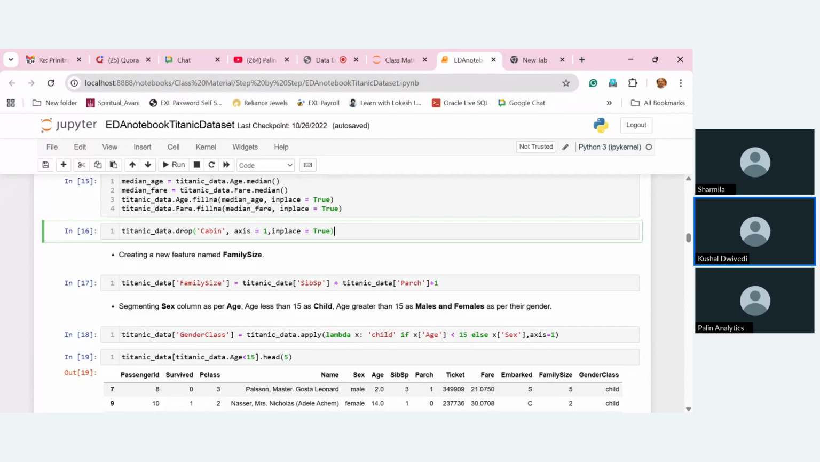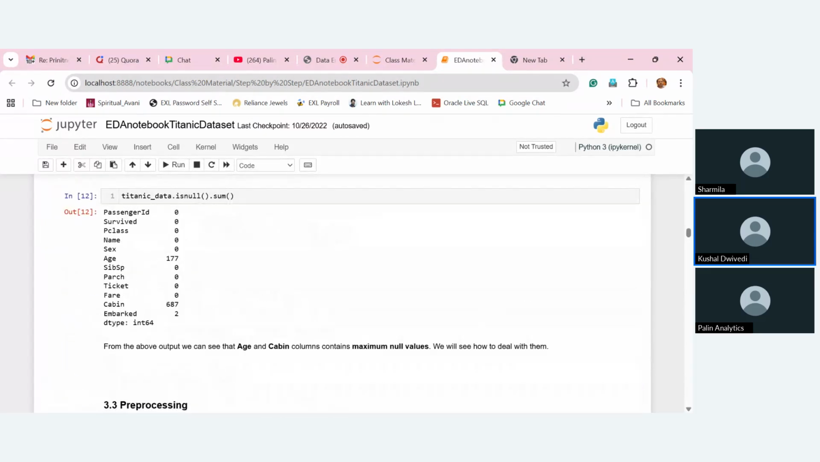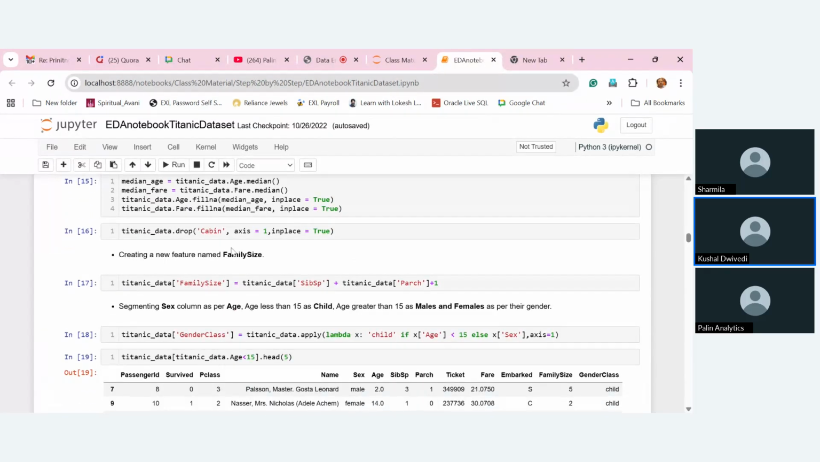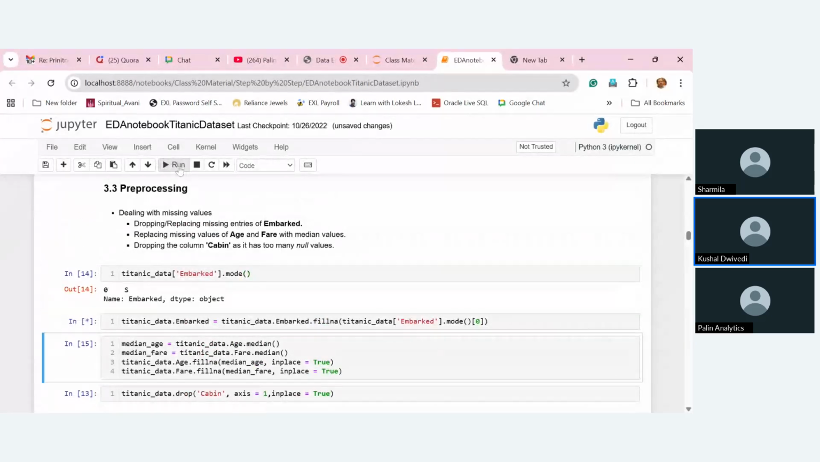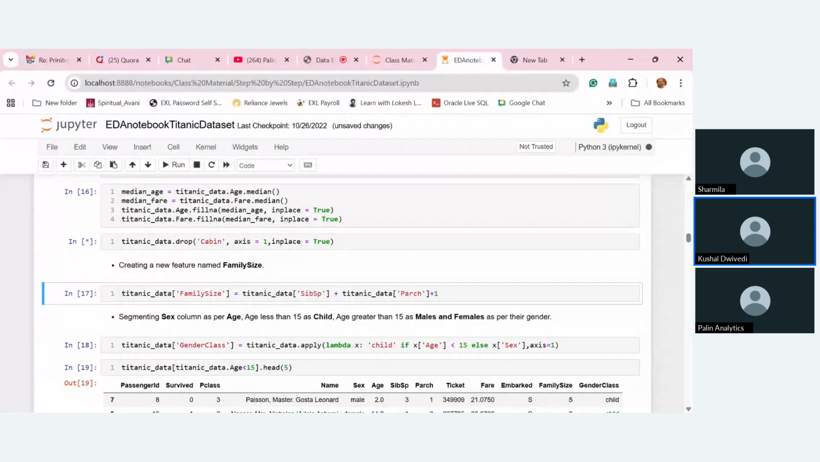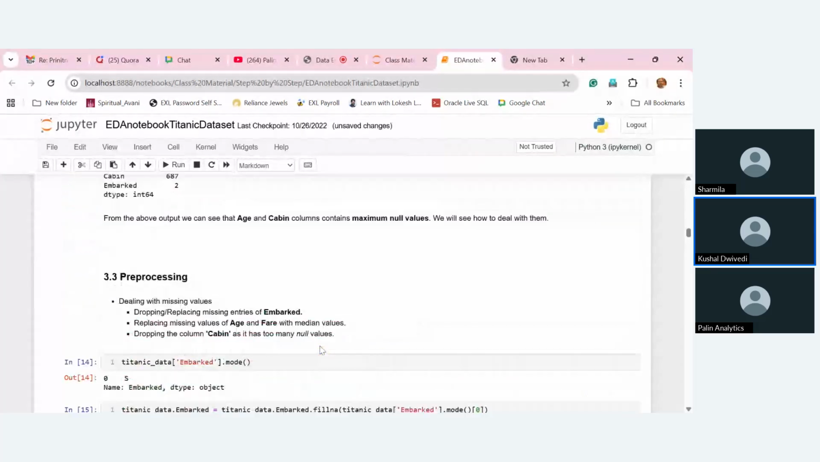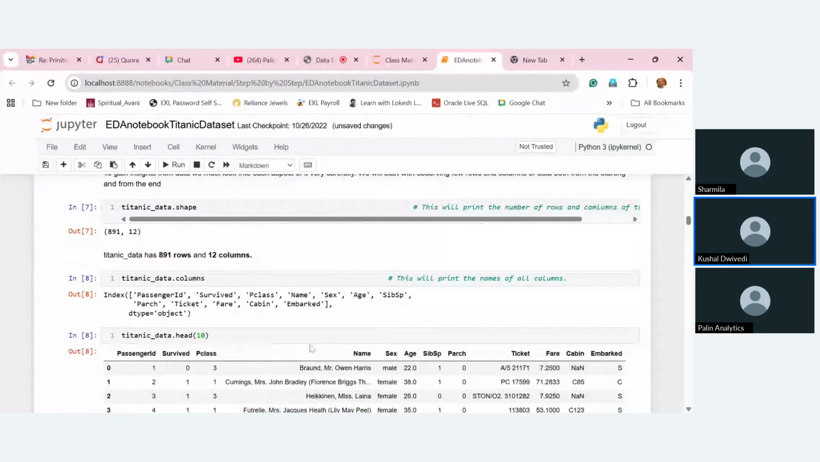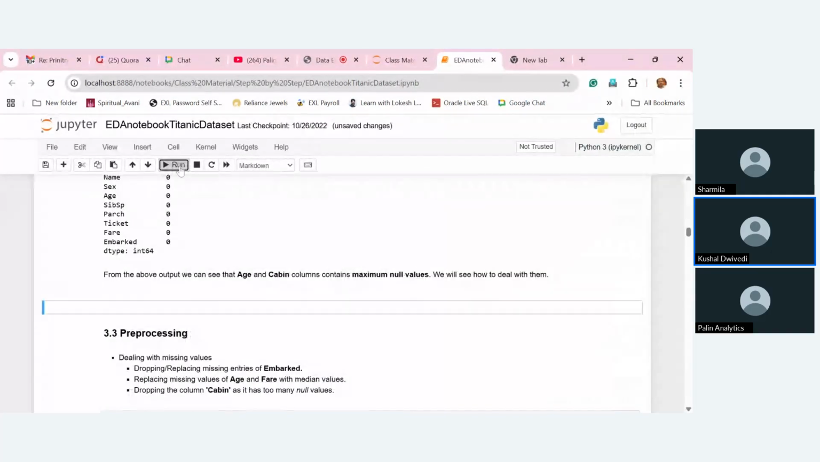And then cabin. In cabin there were 687 values missing, so almost more than 80% of values are missing. So we have dropped it. Titanic dot drop cabin, axis equals 1 means the column has been dropped, and inplace equals true to save the changes. This is how we have done the data cleaning, the missing values we have covered. One minute, let me execute it one by one.